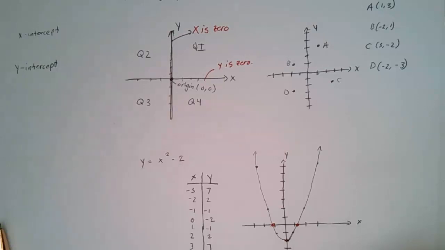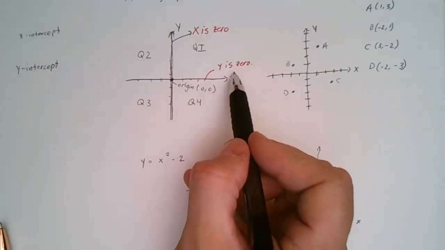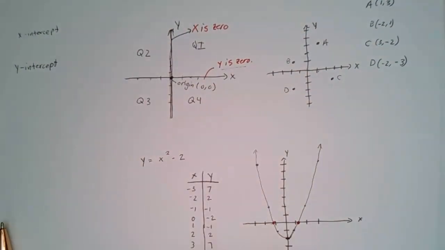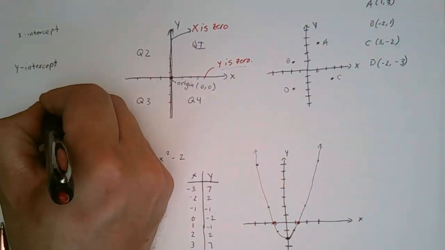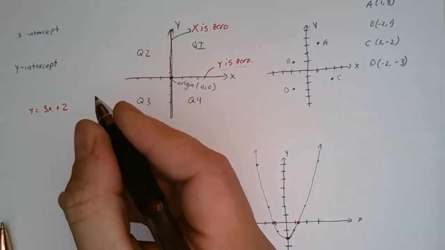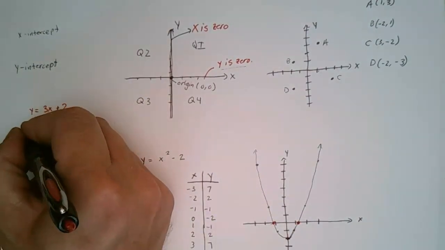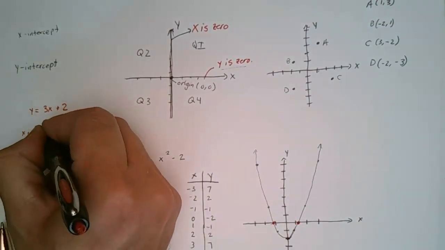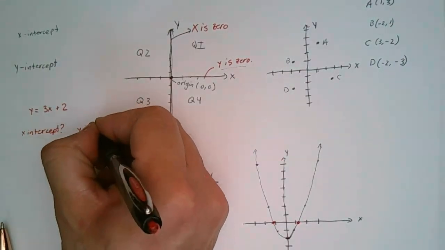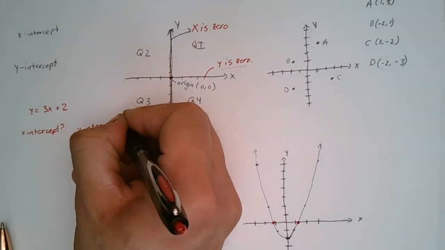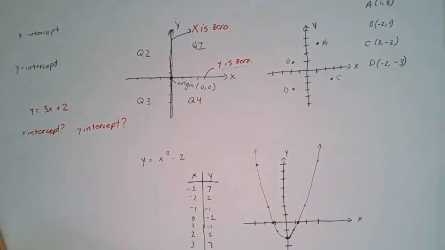But what if I give you an equation and ask you to find the intercept? Well, it's simple. You set the other variable equal to 0. So, what if I gave you y equals 3x plus 2, and I ask you to find the x-intercept and the y-intercept? Okay? What if I ask you those two things?